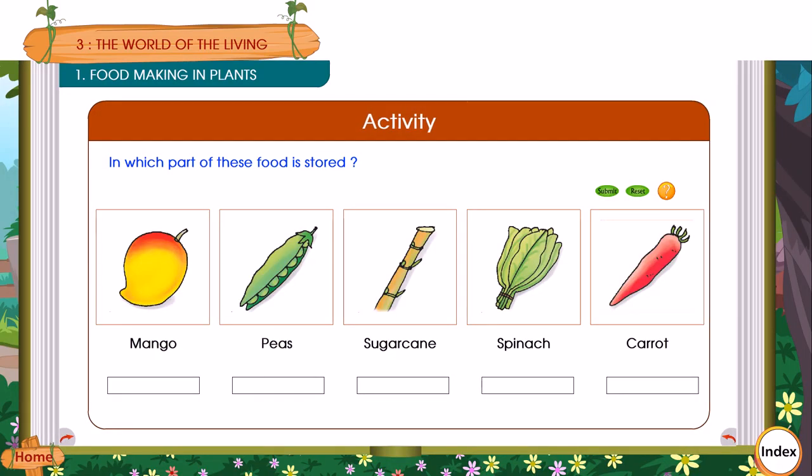Activity. In which part of this plant is food stored?